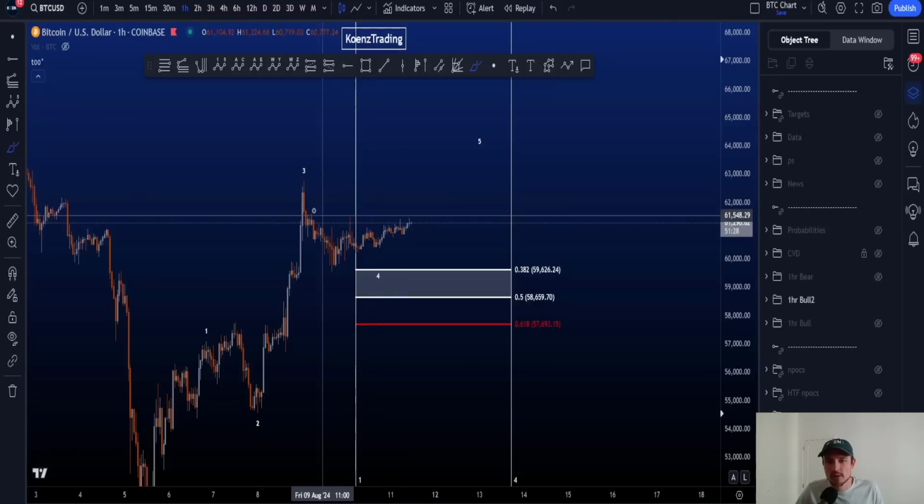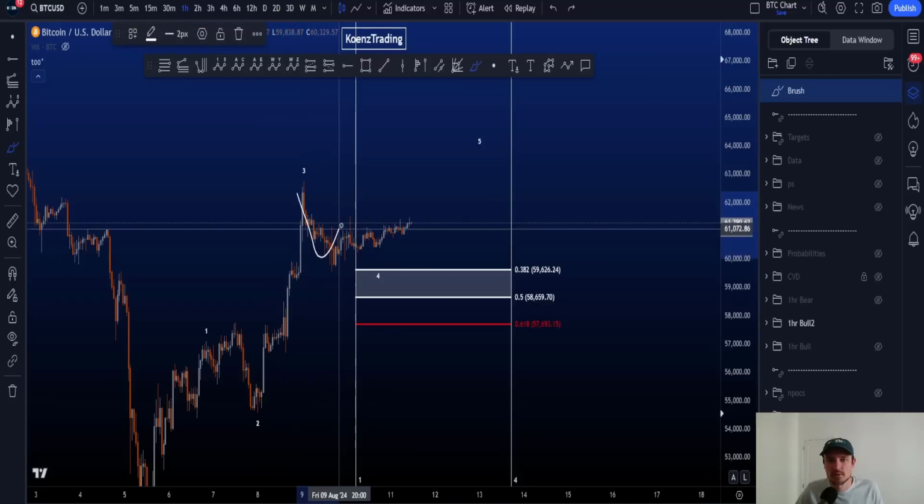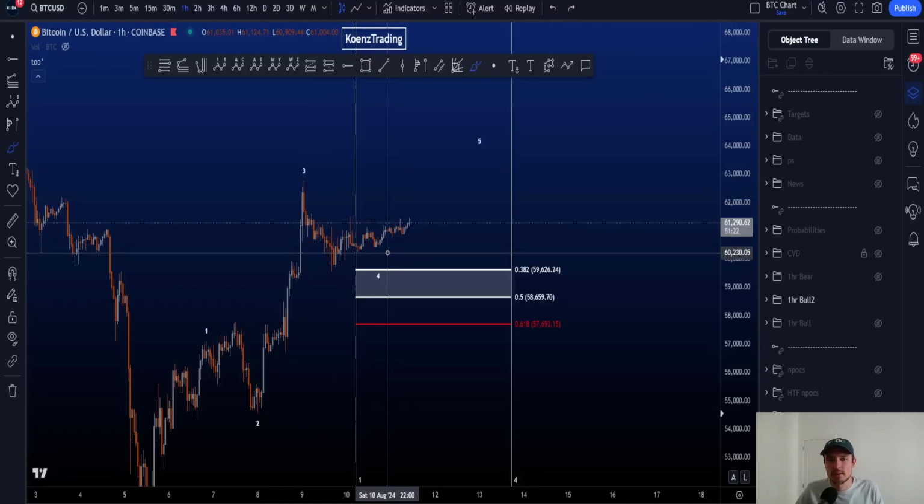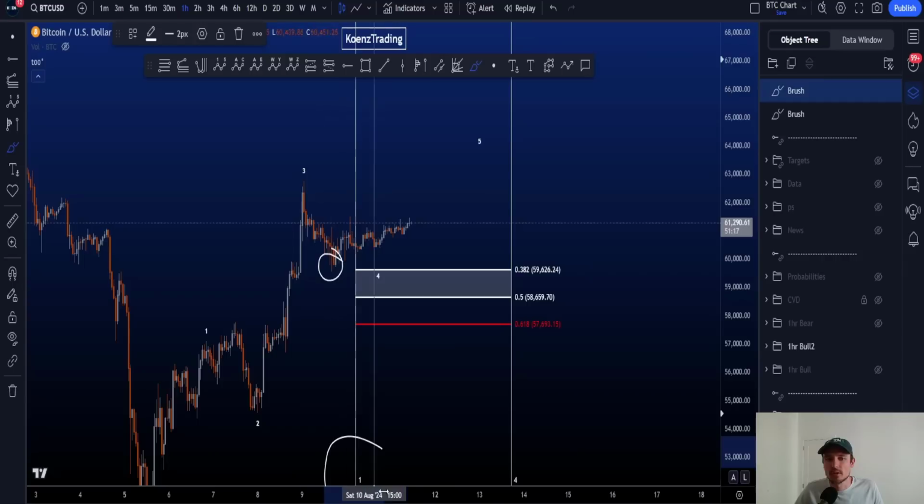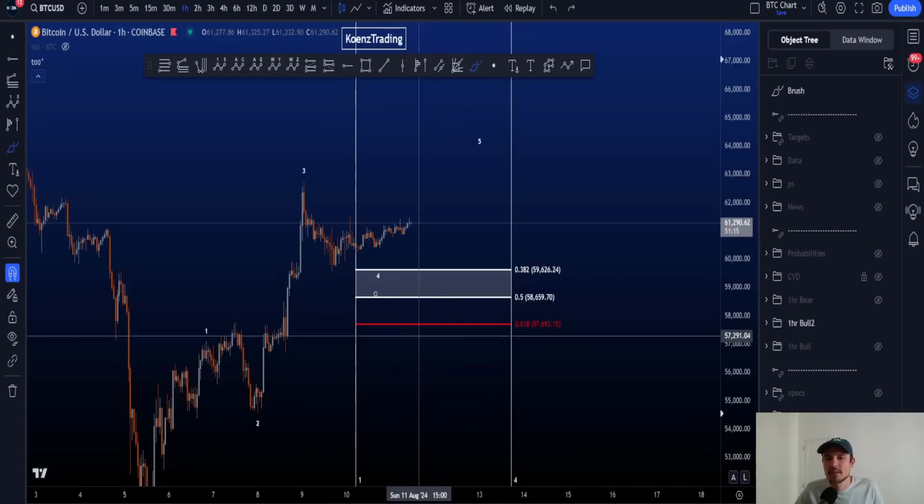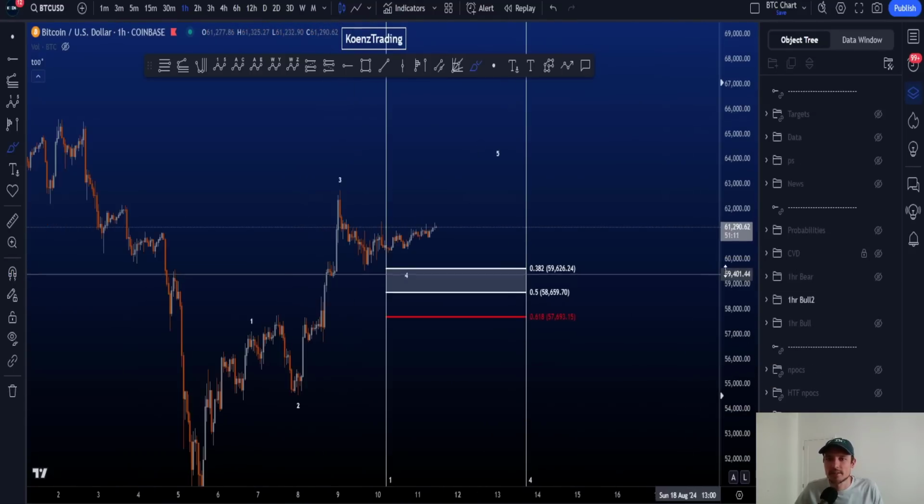Now, on the lower time frames here, we have some complex structures going on. There's the potential for WXYs over here and whatnot. The fact that price made a low here before the 1-to-1 fib time does not mean that the wave 4 is finished at this particular low. That's pretty much what I mean to say.